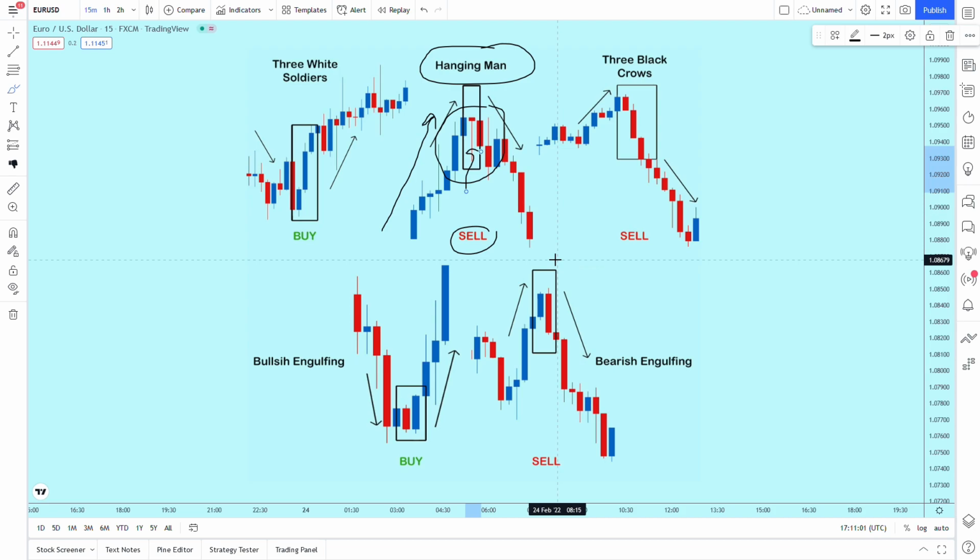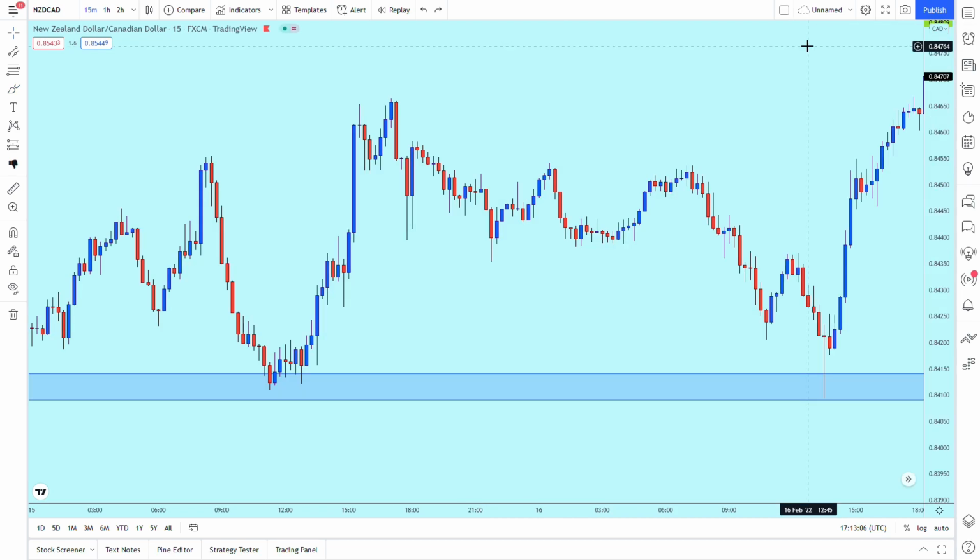That is why I don't really like to trade this pattern, but it works sometimes, and it can work for you if you include it in your strategy and include the other things, not just the hanging man pattern, of course. In my next video, I will show you how to combine them with the other tools.